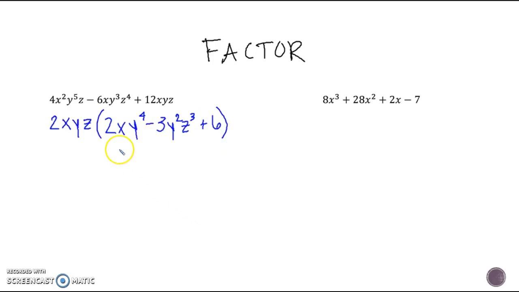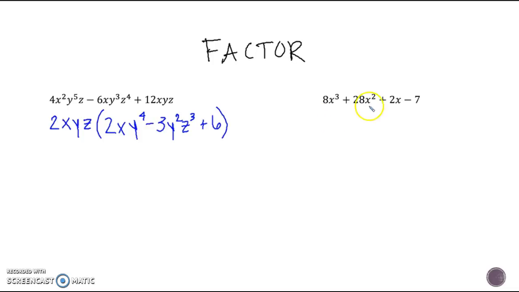You can double check. These terms inside the parentheses should have nothing in common, which they don't. They do not all have variables, and they do not all have a number that goes into them. This particular one with multiple variables, we can't factor it anymore, so that one's done.